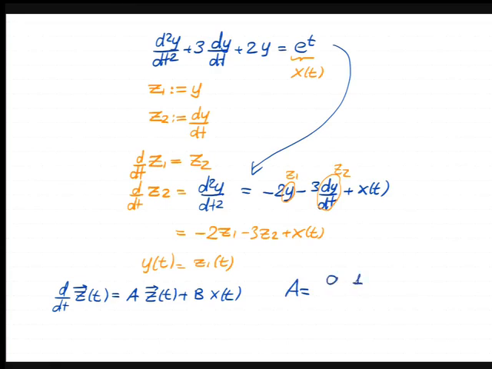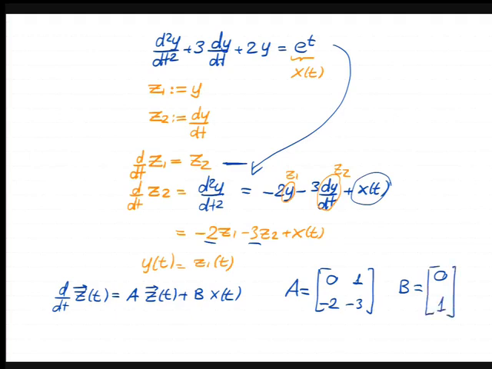Zero, 1, minus 2, minus 3, they came from these two, right? And then B, there was no input in this equation, no input, right? So the first entry is 0. The input appears in the second equation with coefficient 1, so a 1 comes here, right? So A and B are equal to this. Okay? So you have your state equation.